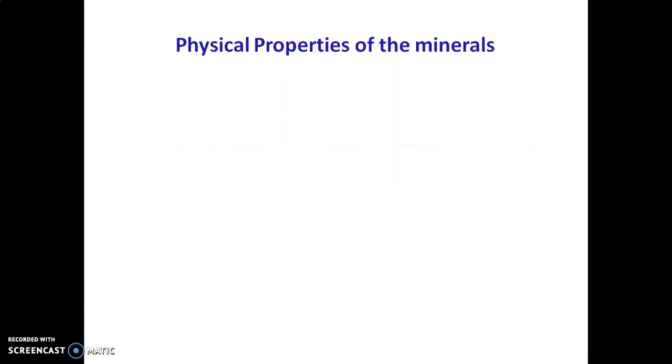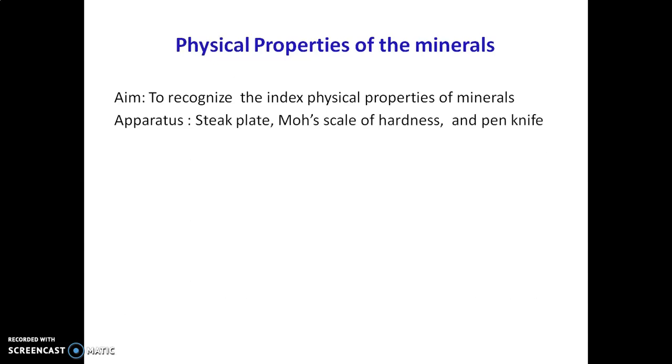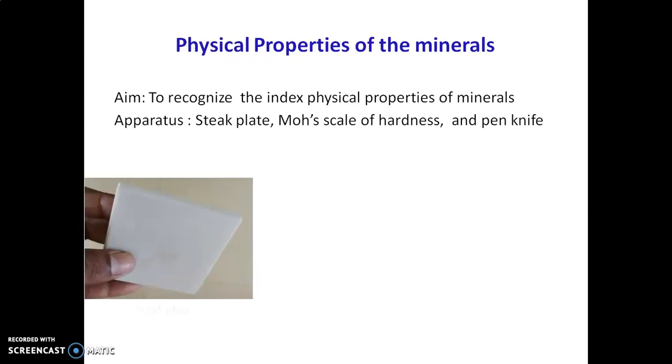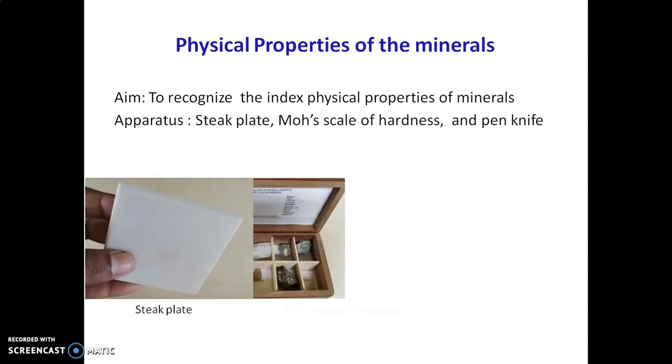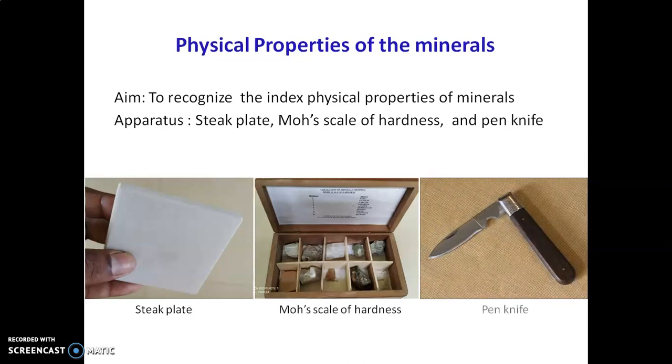The mineral shows unique physical properties. These properties help in the identification process of the mineral. The aim of this experiment is to recognize the index physical properties of the minerals. Apparatus or tools required: streak plate, Mohs scale of hardness, and a penknife.